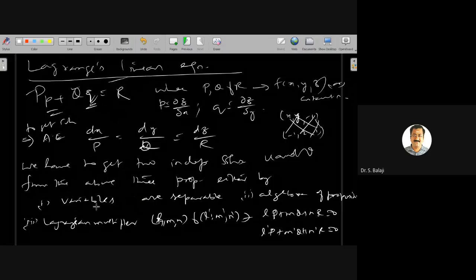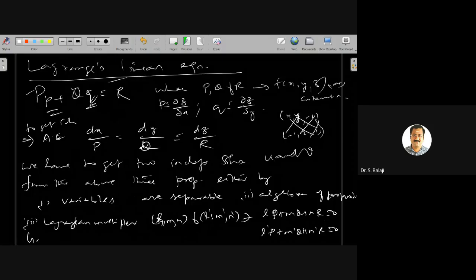Therefore, variables are separable, or algebra proportion. Algebra proportion means dx plus dy, minus dz, anything, dx minus dy or dy minus dz, depending upon the expression you can follow. Lagrangian multiplier is also one of the algebra proportion ideas. But we are going to think to get 0 here: lP plus mQ plus nR equal to 0, l'P plus m'Q and so on. With the help of this, you can get l dx plus m dy plus n dz equal to 0.